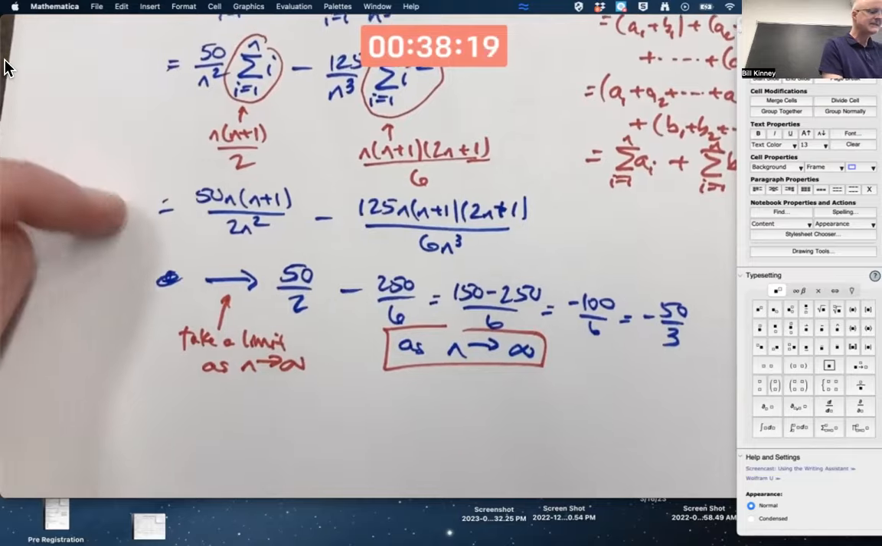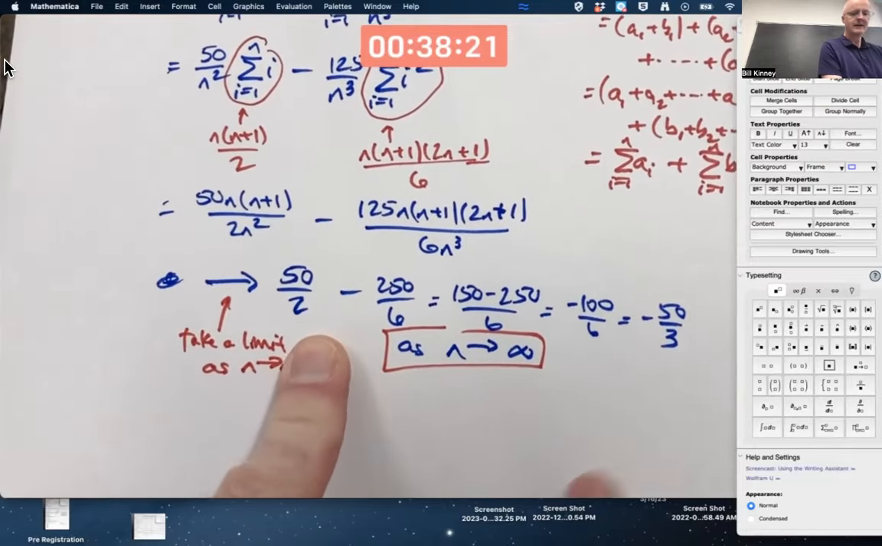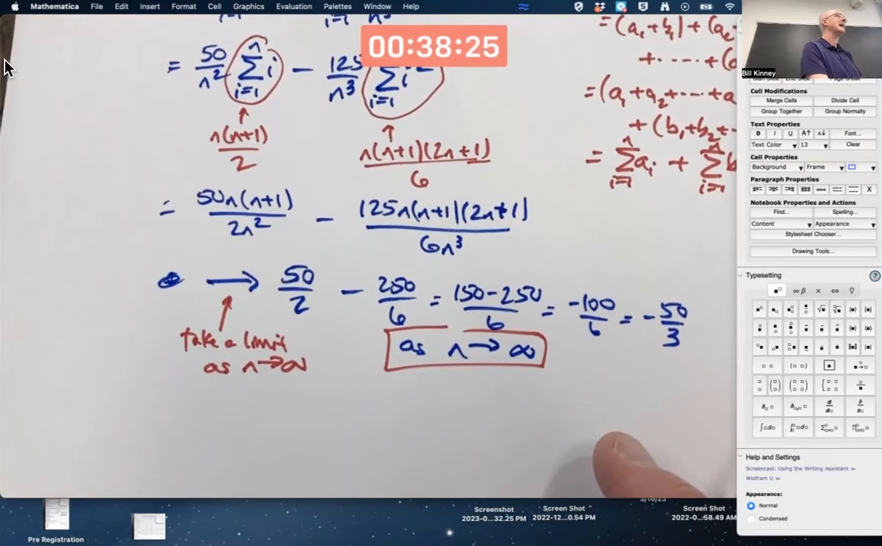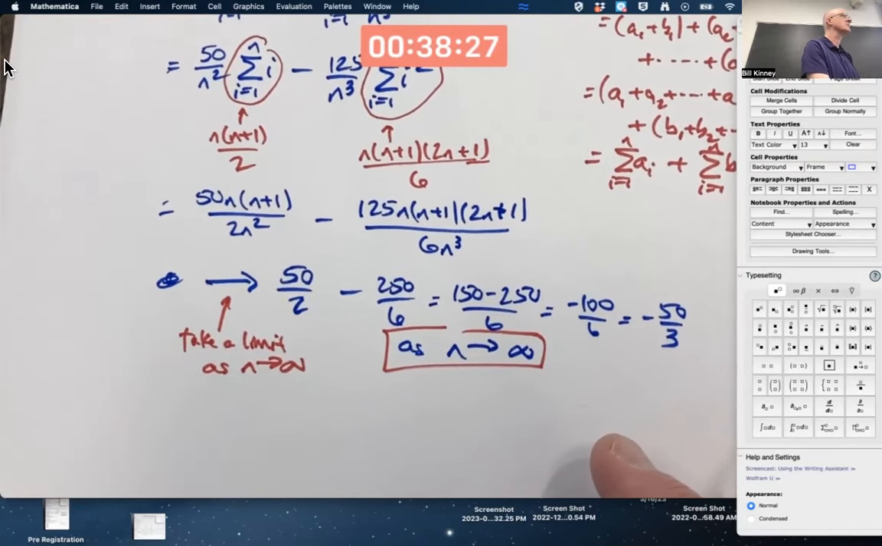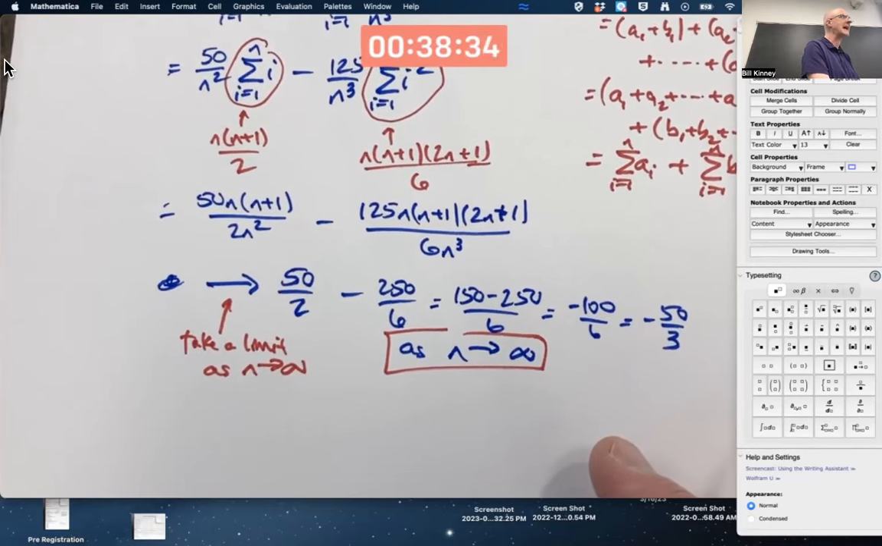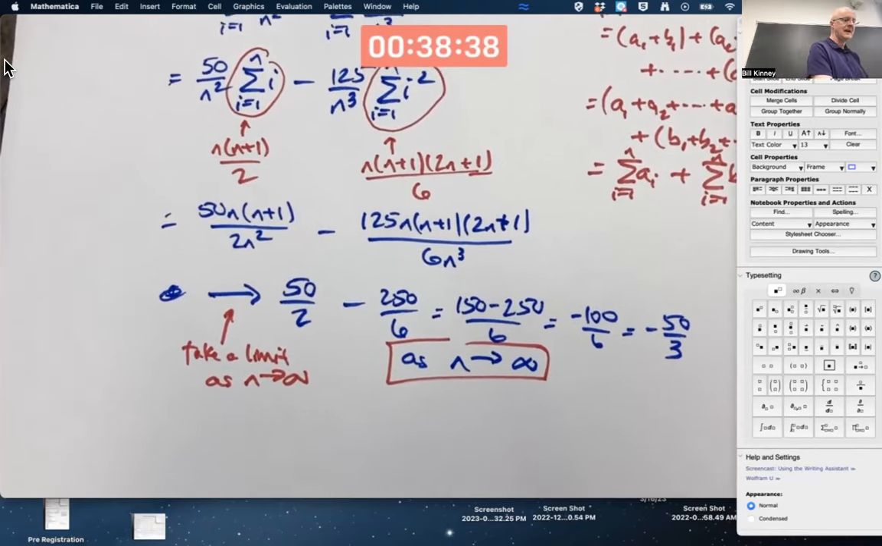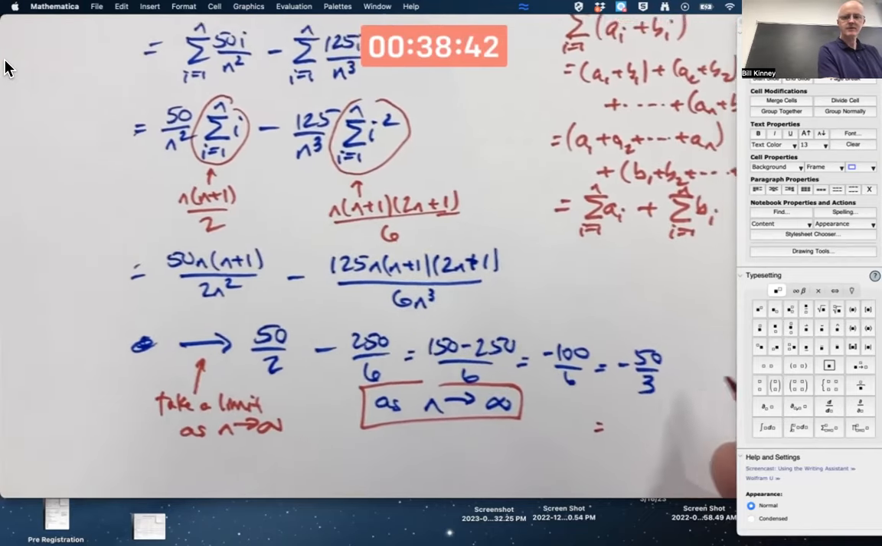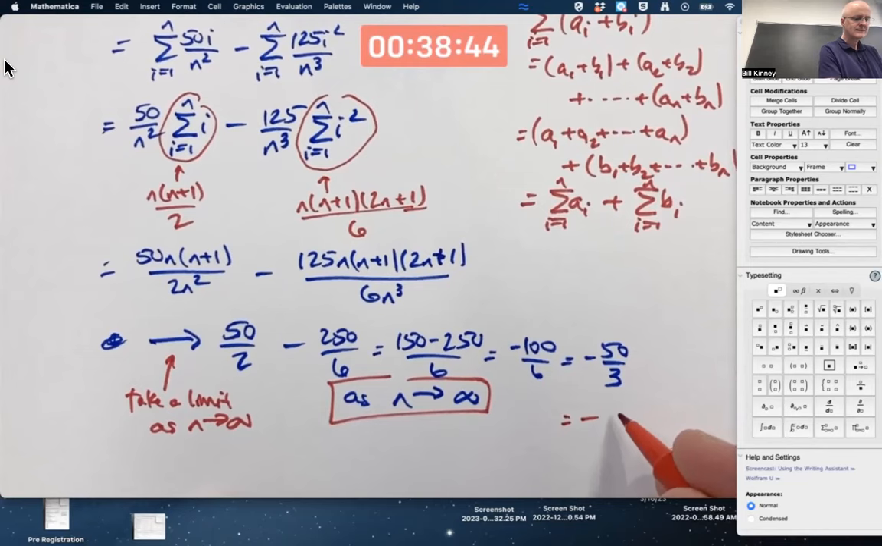I'm not saying this difference equals negative 50 over 3. I'm saying it approaches negative 50 over 3 as n gets larger and larger. It gets closer and closer to negative 50 over 3. So because the integral is that limit, that should be the answer. And thinking about the application, if you want to convert this to a decimal, that would be negative what? 16.6 repeating?